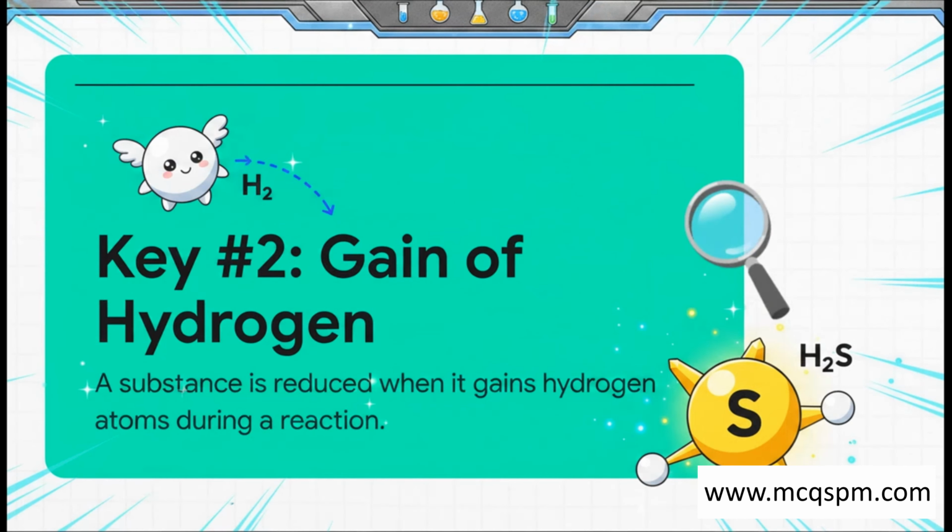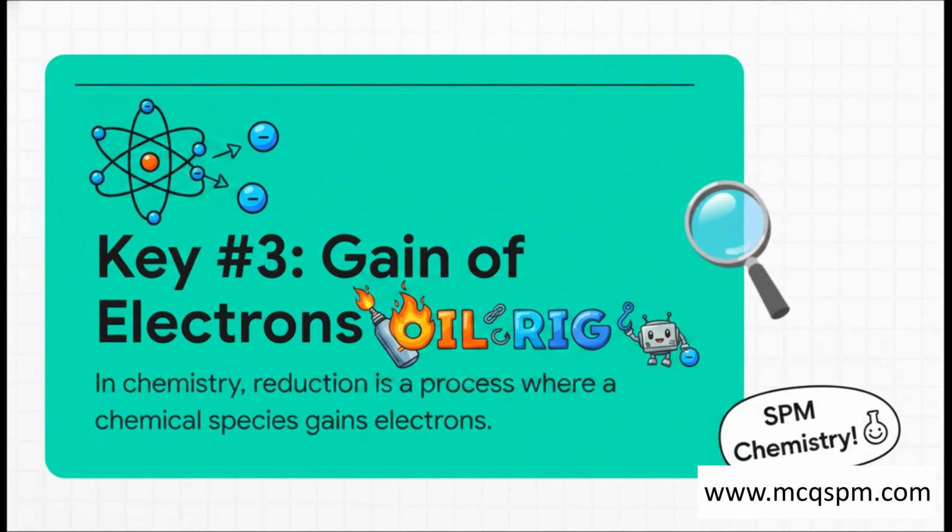Now for our second key, which is pretty much the flip side of the first one: the gain of hydrogen. If a substance loses oxygen to be reduced, it makes sense that gaining hydrogen also counts as reduction. You might see an equation where sulfur reacts with hydrogen gas to make hydrogen sulfide, or H2S. What happened to the sulfur? It gained hydrogen atoms, so the sulfur was reduced. Easy.